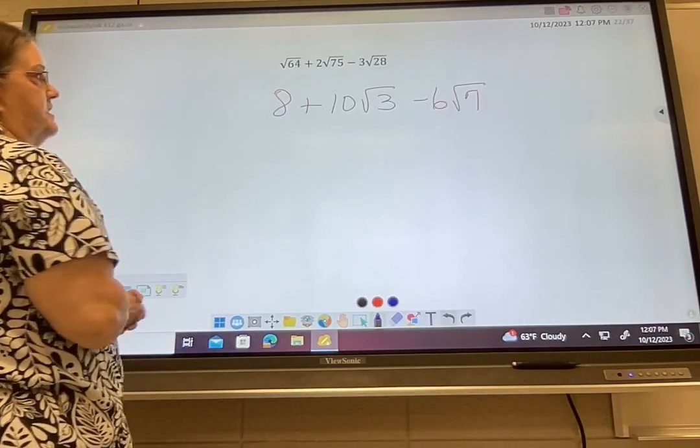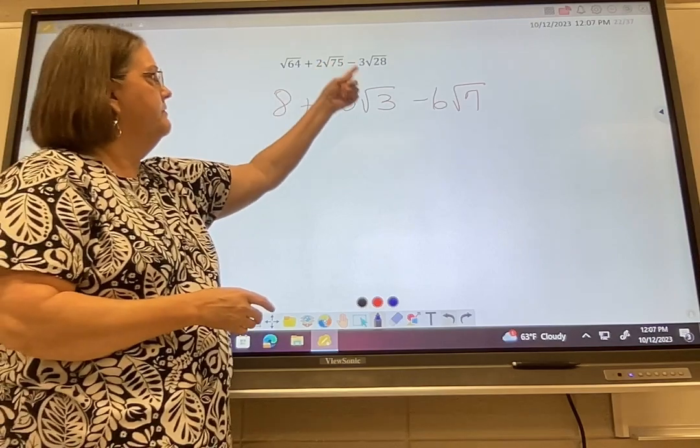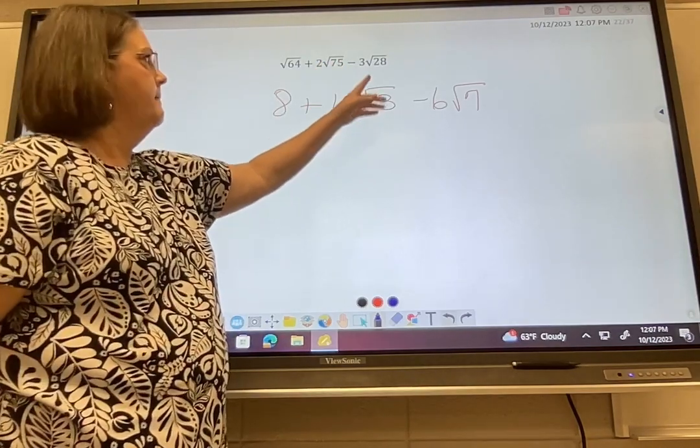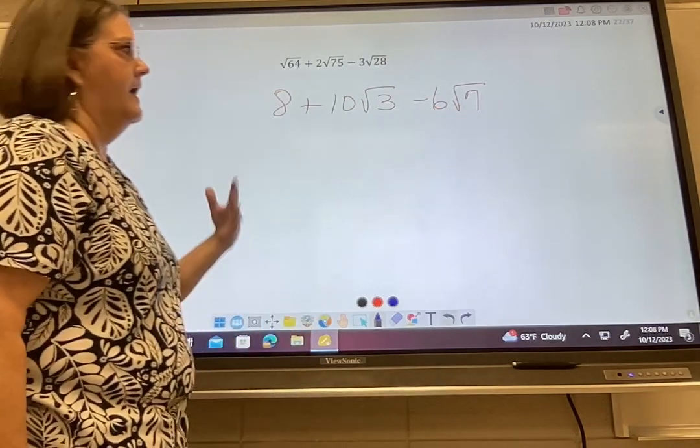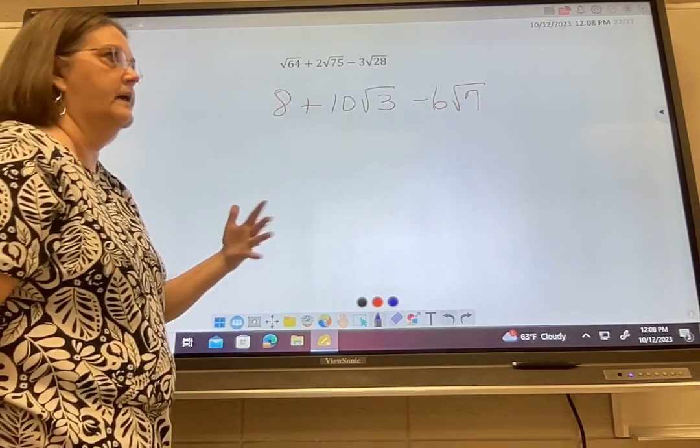All right, square root of 64 is 8. 2 square roots of 75 is 10 square roots of 3. And then 3 square roots of 28 is negative 6 square roots of 7. And none of those are like, and since they're not like, you stop.